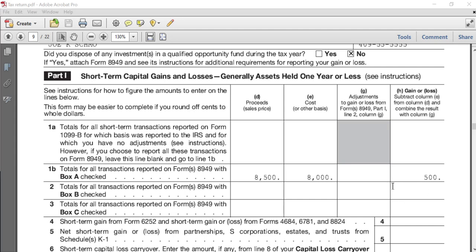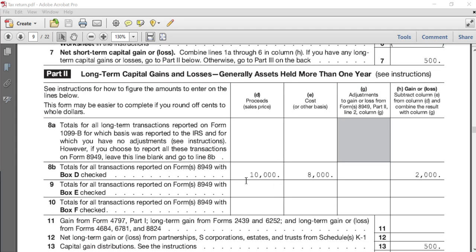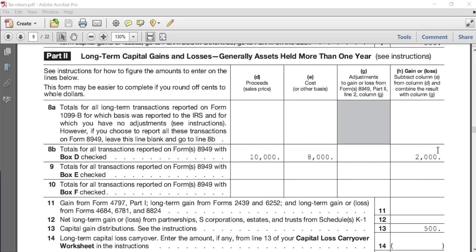These are taxed at ordinary rates. His long-term stocks, $10,000 and $8,000 for a gain of $2,000. These are taxed at long-term rates. So we'll go over how these are taxed in detail here in just a little bit. But this $2,000 of long-term gain and the capital gain distribution that he received of $500 and the $5,000 that he received as qualified dividends total $7,500. So he's got $7,500 of long-term capital gains.